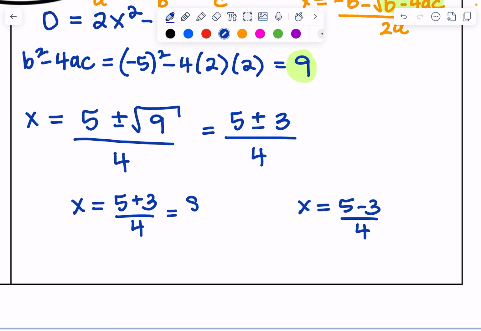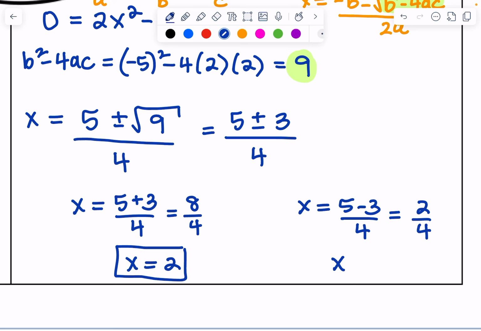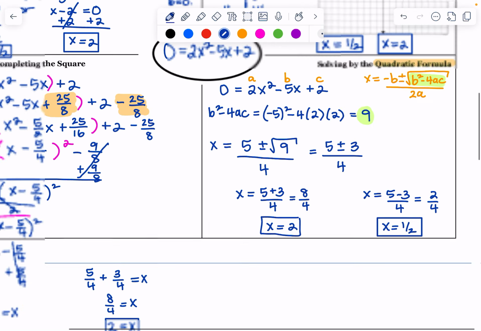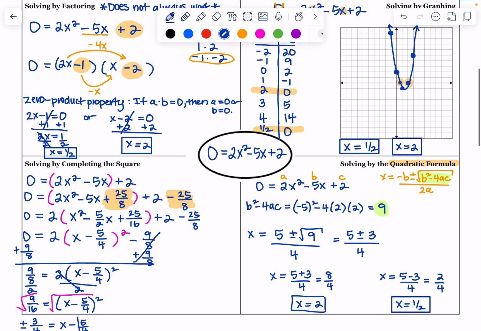So when I reduce this, I get 8/4, so my first solution is 2. And when I simplify this one, I get 2/4, so my second solution is 1/2. Great. So we solved the equation 0 equals 2x squared minus 5x plus 2 using 4 different methods, and we ended up with the same two solutions in all 4 methods, x equals 2 and x equals 1/2.